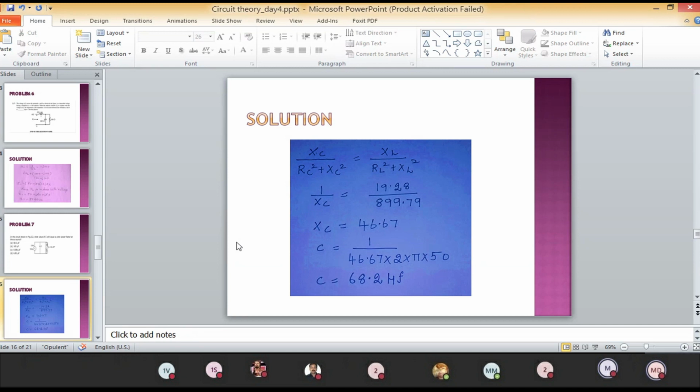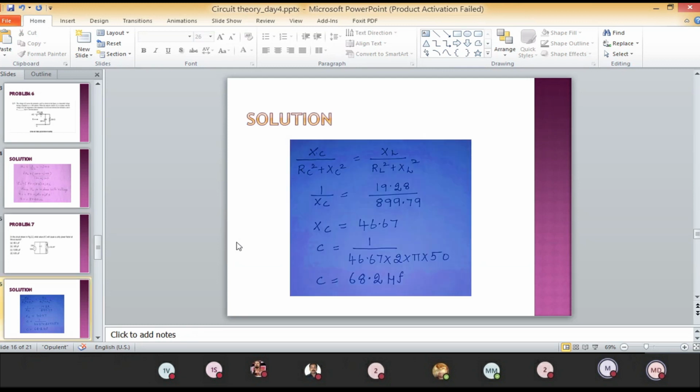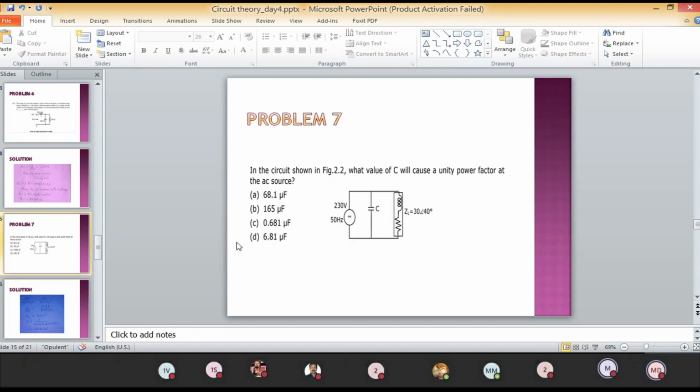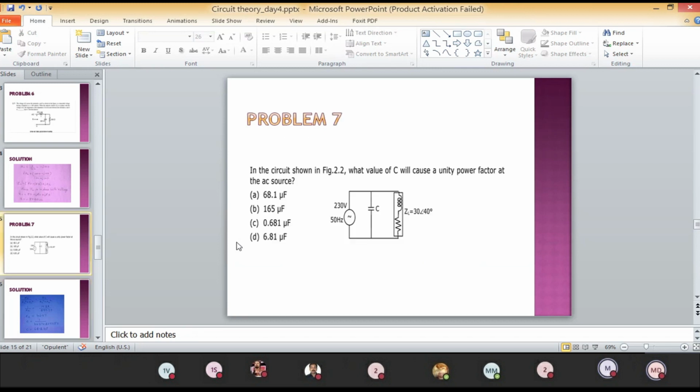You already know XL, so convert that polar to rectangular. You'll be getting the R value and XL value separately. And since you can notice that in the circuit you have only a capacitor, the resistance value is 0. So RC is 0, and XC by XC square is 1 by XC. So this gives XC equal to 46.67. What is XC? 1 by 2 pi FC. After substituting that, you'll be getting 68.2 microfarads.